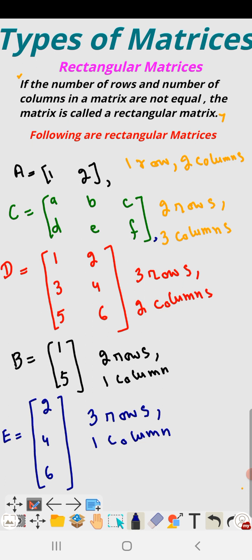Hence all these matrices are rectangular matrices, because in all these matrices the number of rows is different from the number of columns.